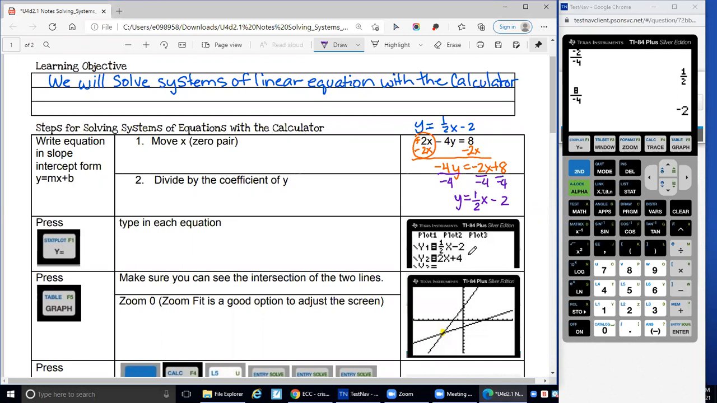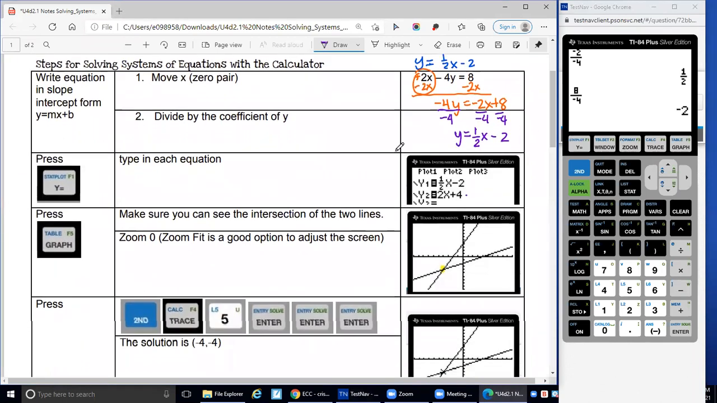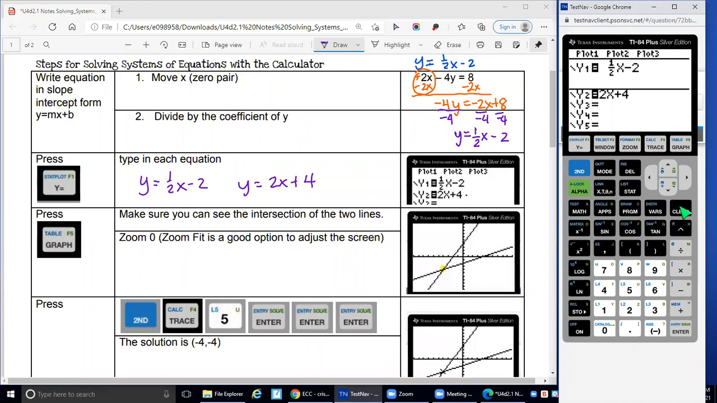So yay, we've got this equation right here, which is actually that. And then we're going to be working with another equation right there. So let's go ahead. And it says the next step is to press y equals. So we're going to be putting in both of these equations right here, okay? So we have one equation, y equals 1/2 x minus 2. And we have another equation, y equals 2x plus 4. So I'm going to go to y equals. And I'm going to clear that out. Sorry, guys.